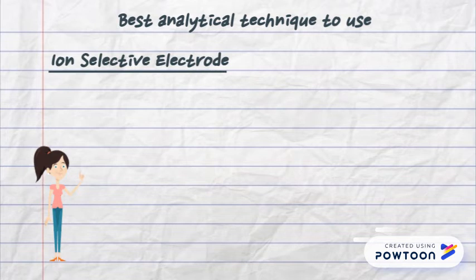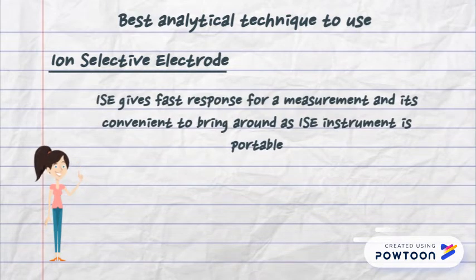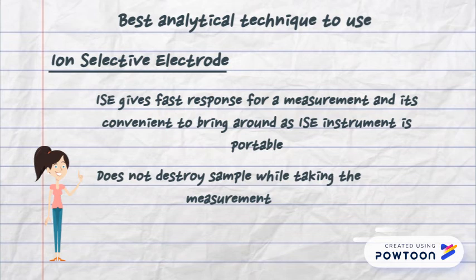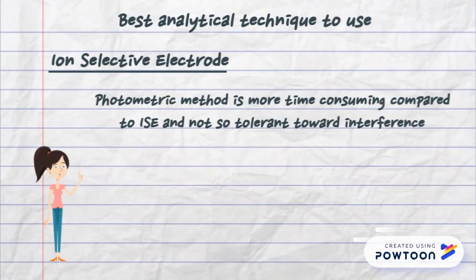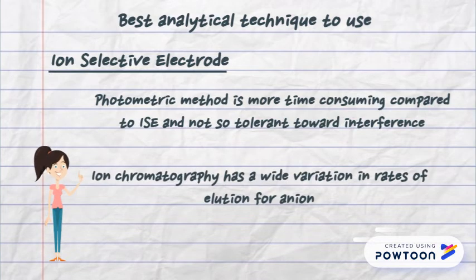Ion selective electrode, ISE, was the most suitable analytical technique to determine the concentration of fluoride ion. This is because ISE gives a fast response for a measurement. It is convenient to bring around as the ISE instrument is portable. Most importantly, it does not destroy the sample while taking the measurements. The photometric method was not chosen because it is more time consuming and not tolerant toward interference which can vary the final results, while ion chromatography has a wide variation in rates of elution for anions.